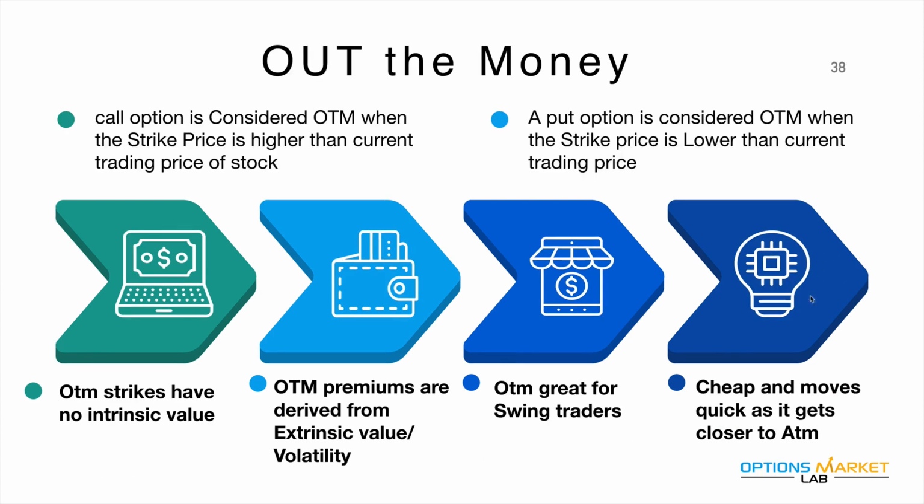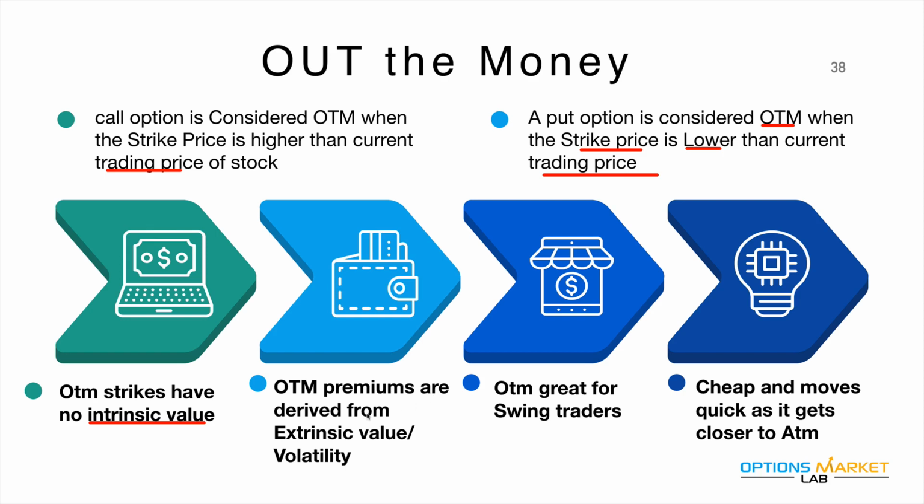Next term is out of the money. A call option is considered out of the money when the strike price is higher than the current trading price of the stock. A put option is considered out of the money when the strike price is lower than the current trading price of the stock. All right, out of the money strikes have no intrinsic value. Keep that in mind. All at the money and out of the money do not carry intrinsic value.